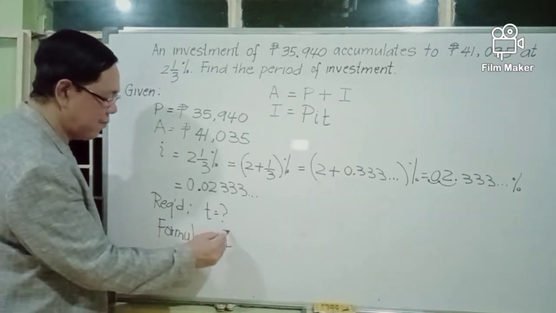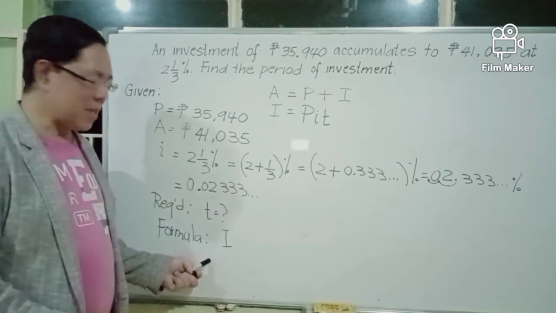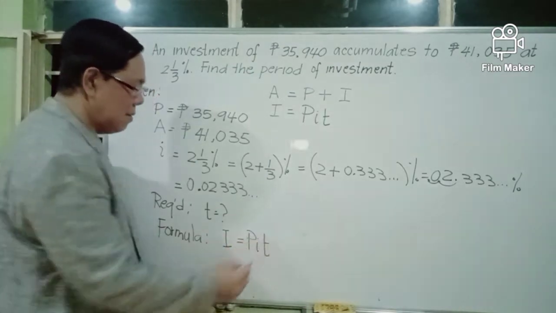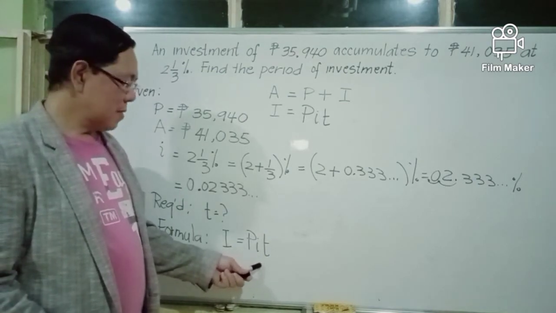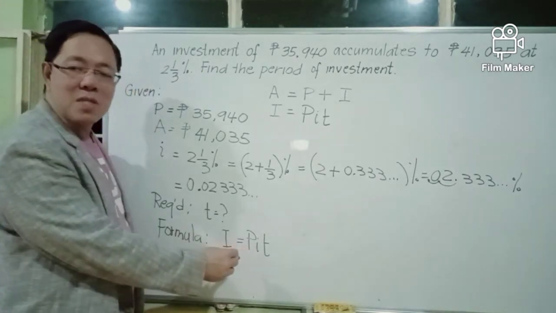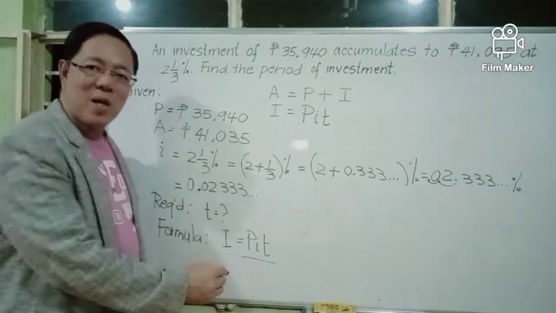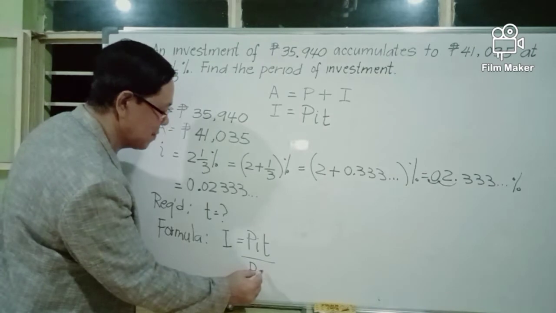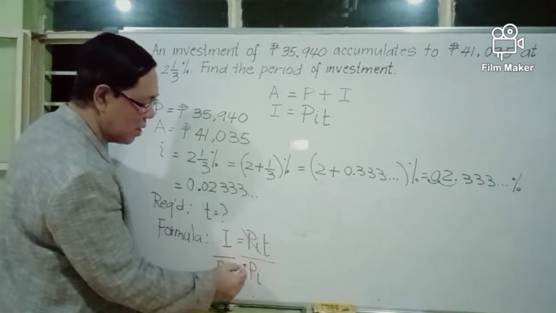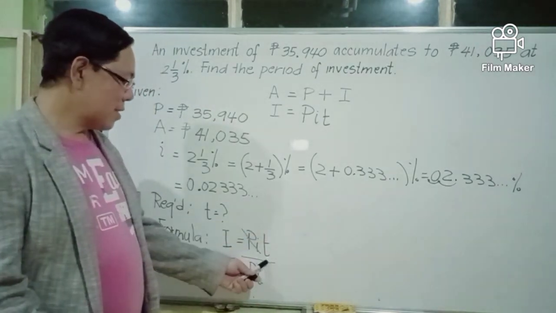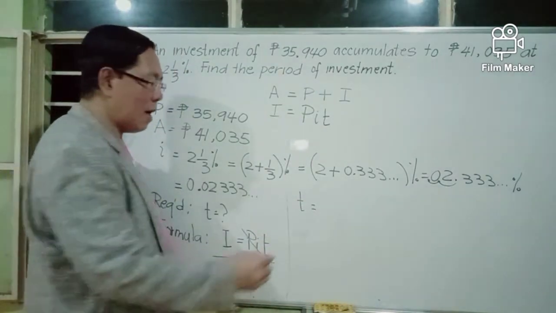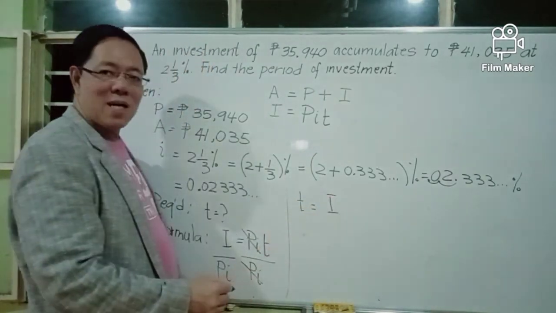can be obtained from the formula for computing the amount of interest, capital I, given by capital I equals PIT, because this formula contains T. And to solve for T from this equation, we divide both sides by PI, or principal times interest rate in decimal number. We divide the right side by PI. We divide the left side by PI. And PI will cancel out from the right hand side. We get T equals capital I divided by PI.